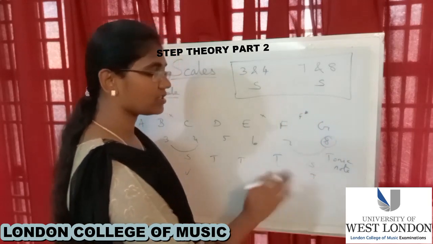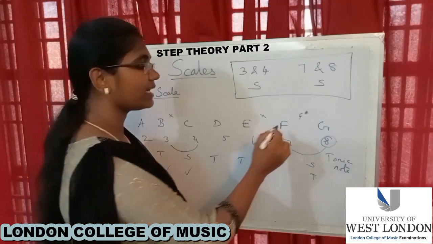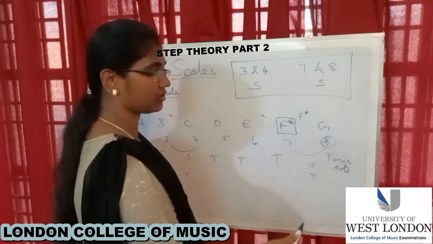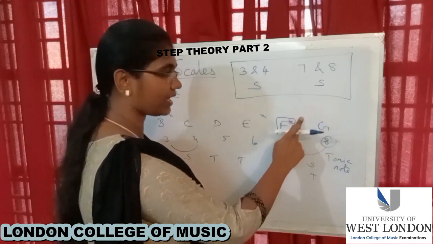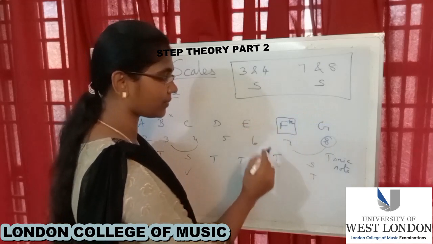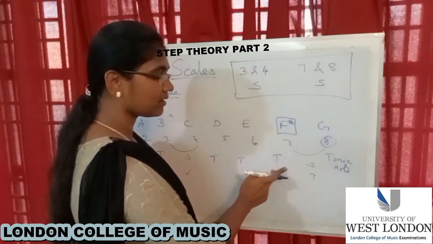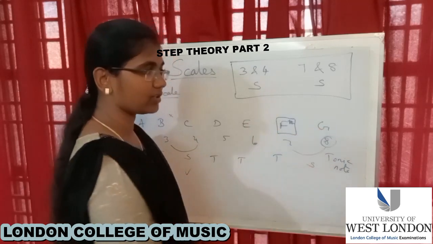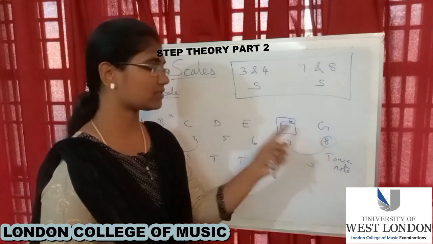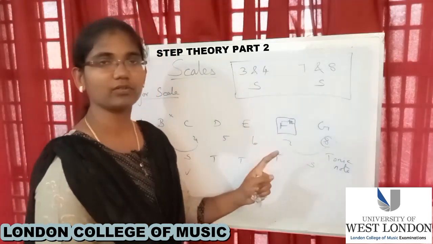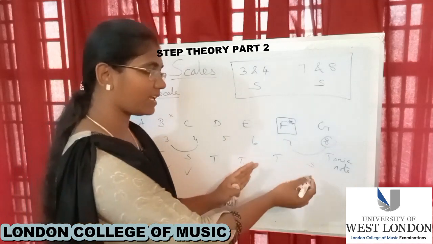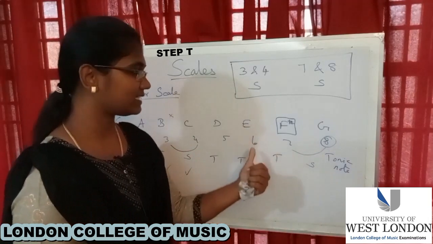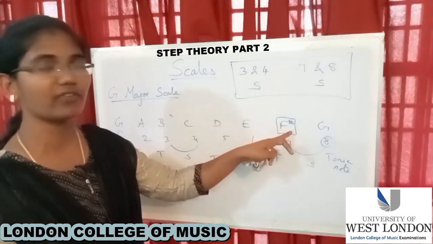So we are going to alter that by adding a sharp in the middle note. So here we are adding F sharp. E and F sharp, the gap between these two notes is a tone. Come to F sharp and G, these two notes are a semitone. Are we clear? So we are making the 3 and 4 and 7 and 8 semitones. So in G major we are adding the sharp for F.